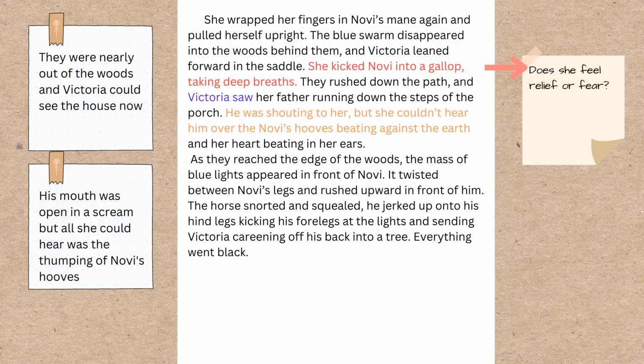As they reached the edge of the woods, the mass of blue lights appeared in front of Novi. It twisted between Novi's legs and rushed upward in front of him. The horse snorted and squealed. He jerked up onto his hind legs, kicking his forelegs at the lights and sending Victoria careening off his back into a tree. Everything went black.